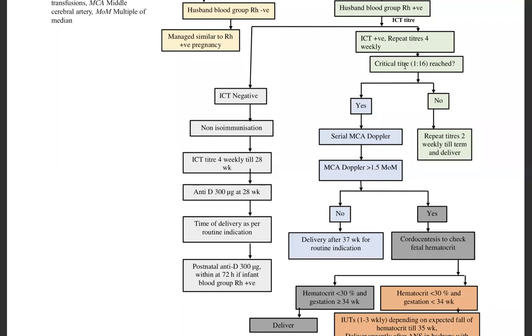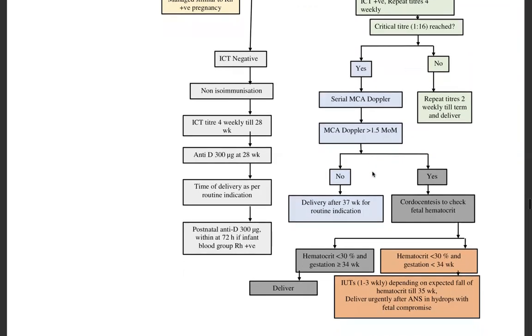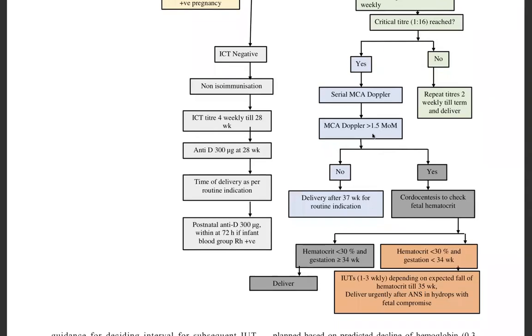If she is ICT positive, then we have to wait and see if she has reached the critical titer or not. Only at 1:16. If she has crossed 1:16, then there will be significant hemolysis and anemia. If she has not reached it, then repeat the titers every 2 weekly till term and deliver. If she has reached it at any time, then we have to monitor the MCA Doppler of the fetus. If the MCA Doppler is more than 1.5 multiples of median, then we have to check whether anemia is there or not. Cordocentesis we have to do for fetal hematocrit.